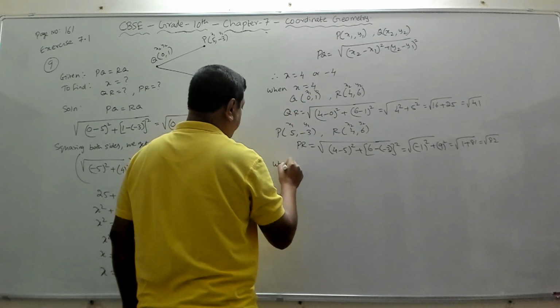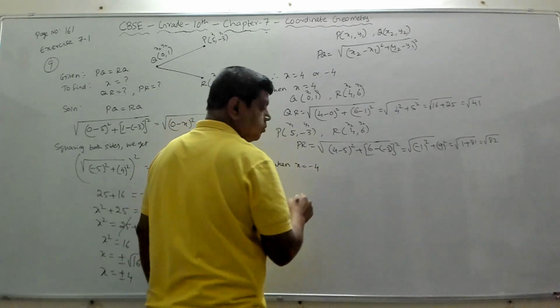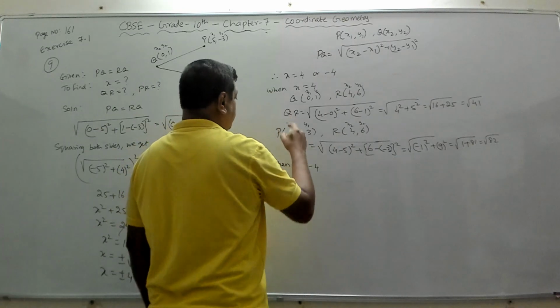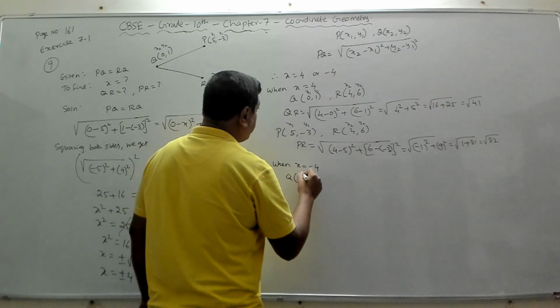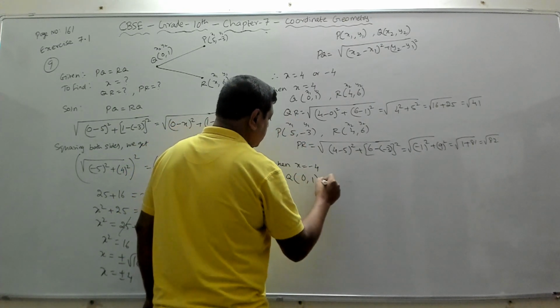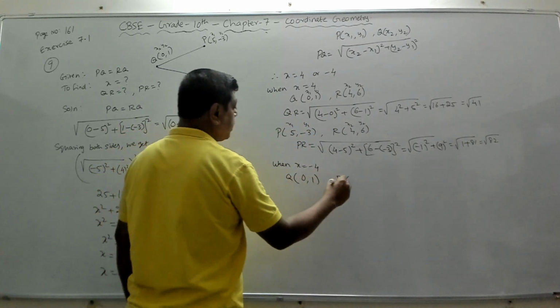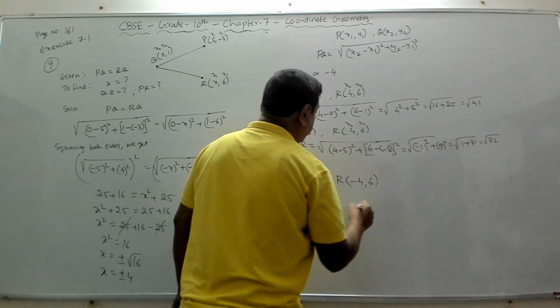So when x is equal to -4, we have to find the value of again PR and QR. So let's find Q. What is Q? Q point is 0, 1. And what is our R point? R point is x, 6 and x is -4. So you'll get -4, 6.